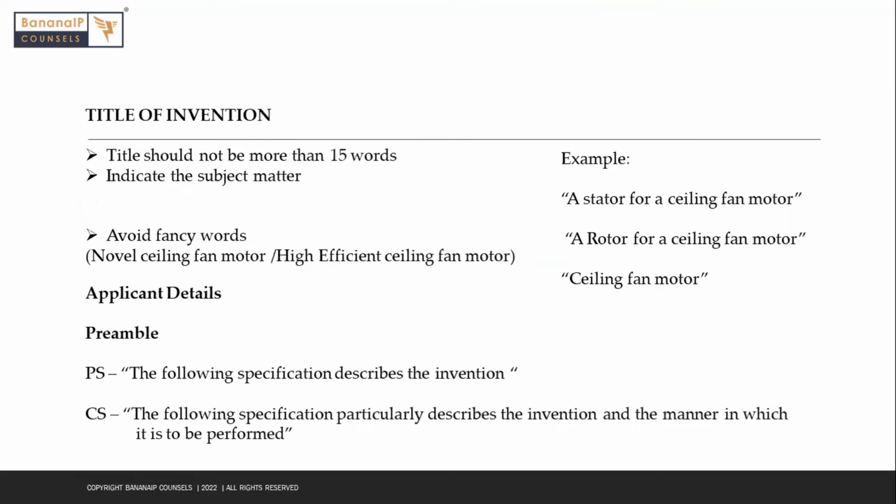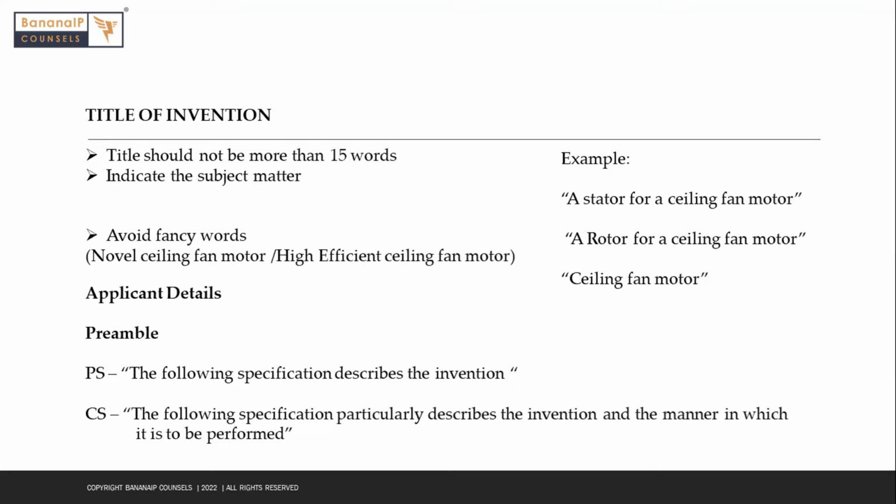So let's take an example. We have an energy saving ceiling fan in which the energy losses are significantly reduced. Here, if we say that the invention lies in the stator, then the title can be drafted as a stator for a ceiling fan motor. If the invention lies in the rotor, then the title can be drafted as a rotor for a ceiling fan motor. If the invention lies both in a stator and rotor, then the title can be drafted as a ceiling fan motor.